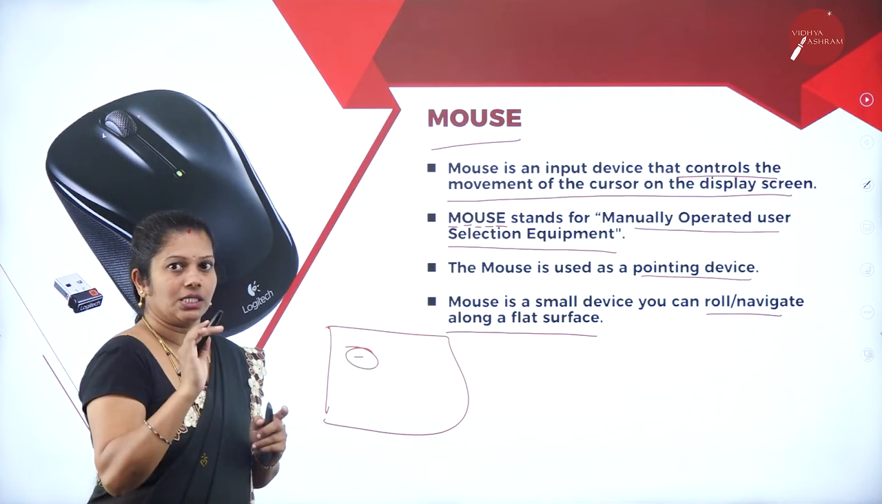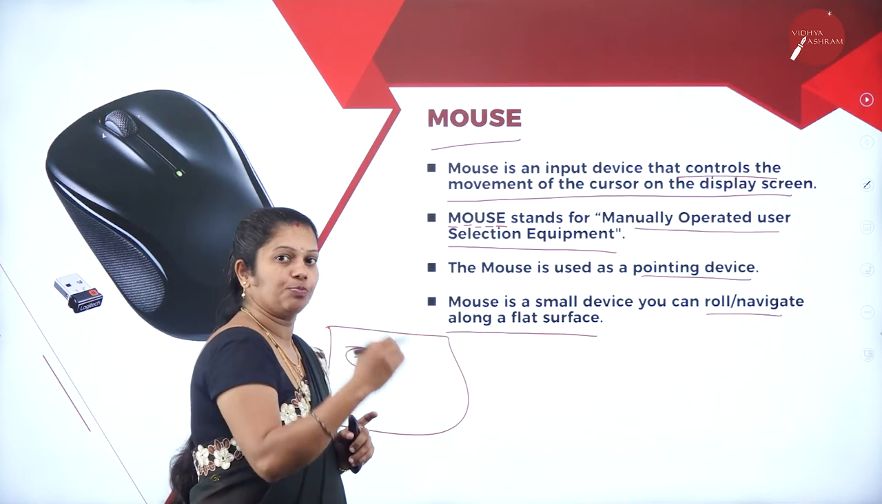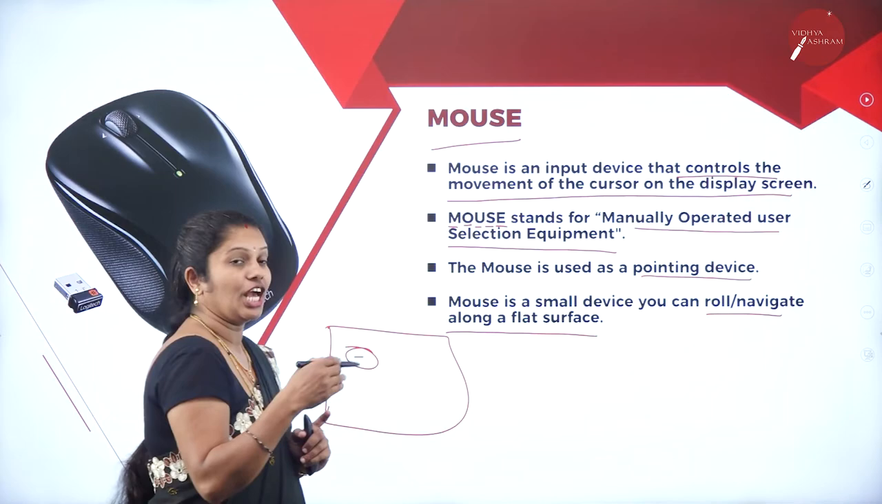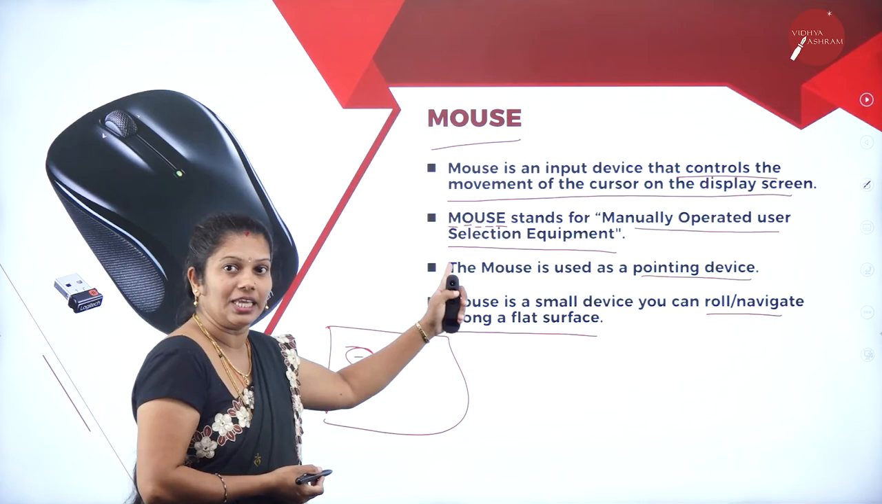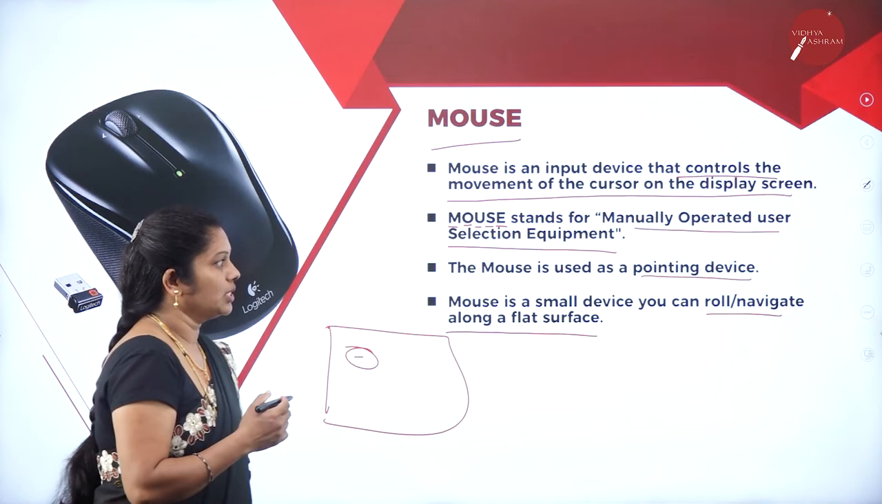The mouse is used to control the movement of your cursor, especially on the monitor. The expansion of mouse is mechanically operated user selection equipment. For selecting purposes, the name itself suggests manually operated. Whichever the user wants, the user can select; that is user selection equipment. And the mouse is mainly used as a pointing device.